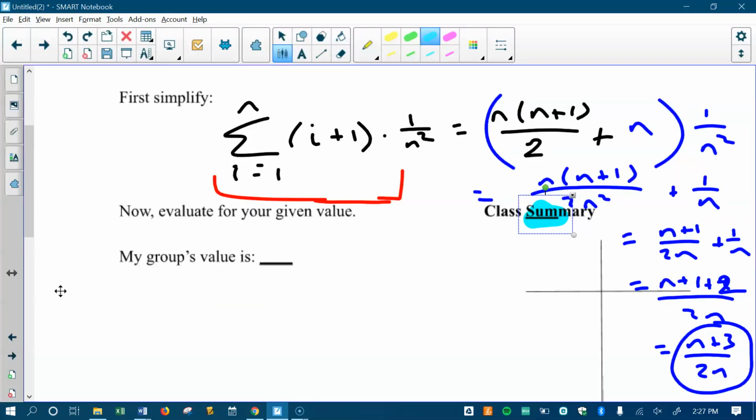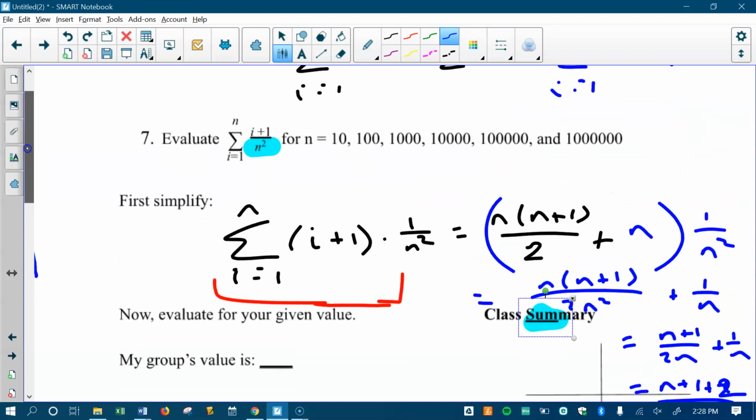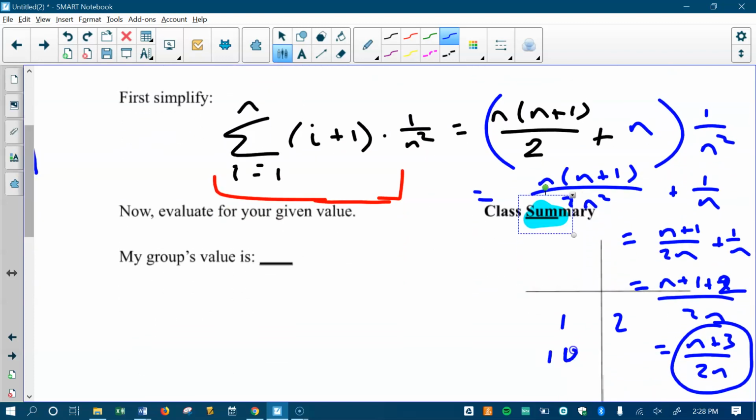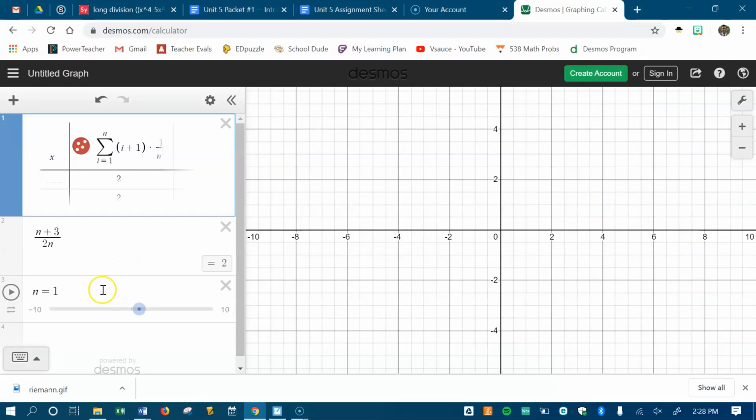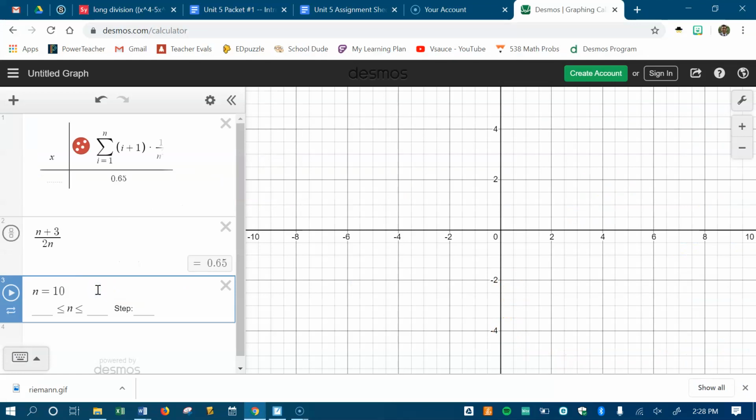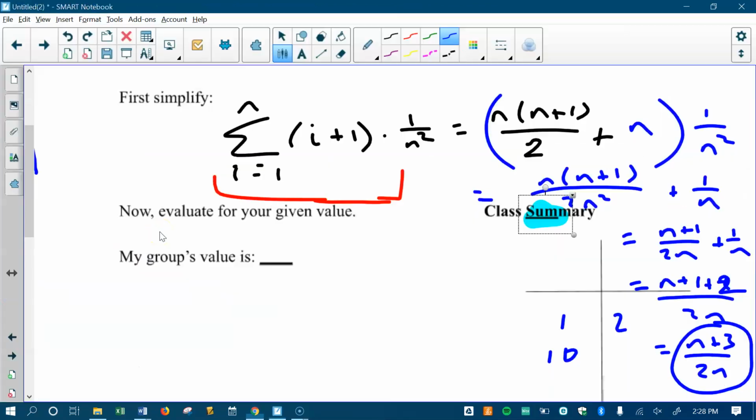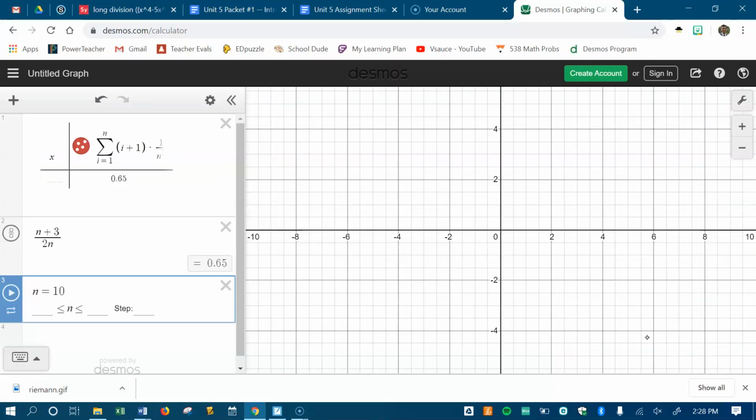So you should be writing this then. When n equals 1, we get 2. When n equals, what do we need next? 10? I think we need 10, 100, and 1,000. When n equals 10, let's see what we get. We get 0.65. Okay.